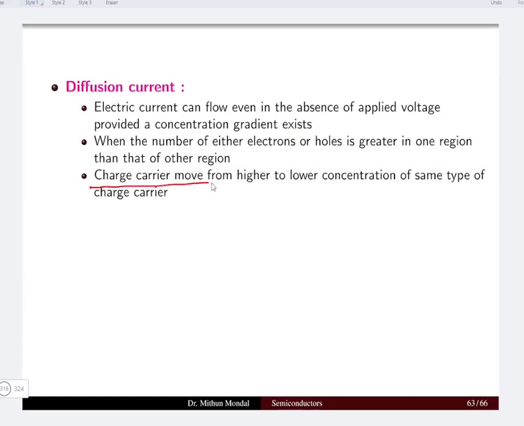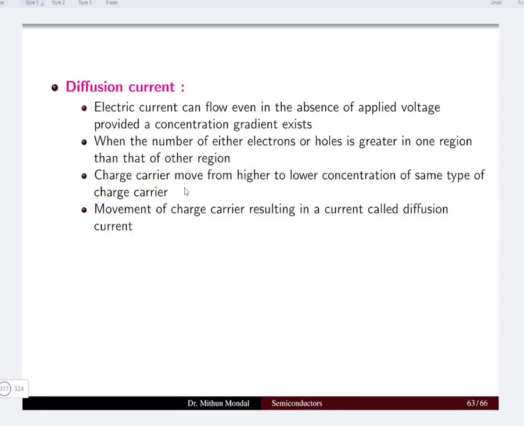When the charge carriers move, they move from higher to lower concentration of the same type, whether it is P or N. And due to this movement of charge carriers, there will be a current, which results in the diffusion current. So due to the concentration gradient, there will be movement of the charge carriers, which is responsible for the diffusion current. However, the applied voltage will be 0.